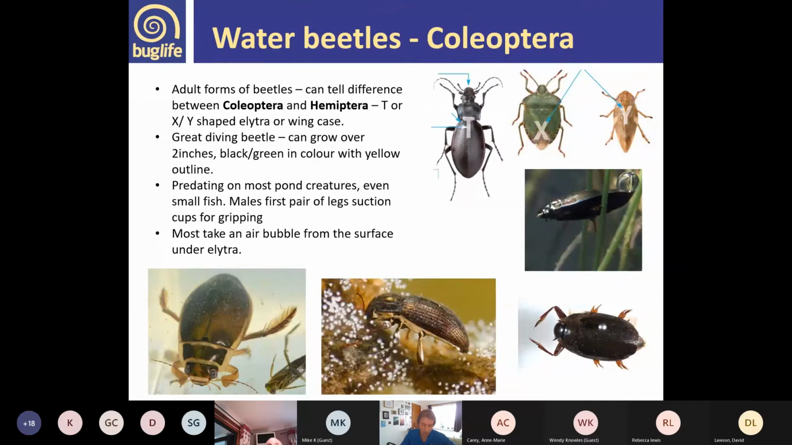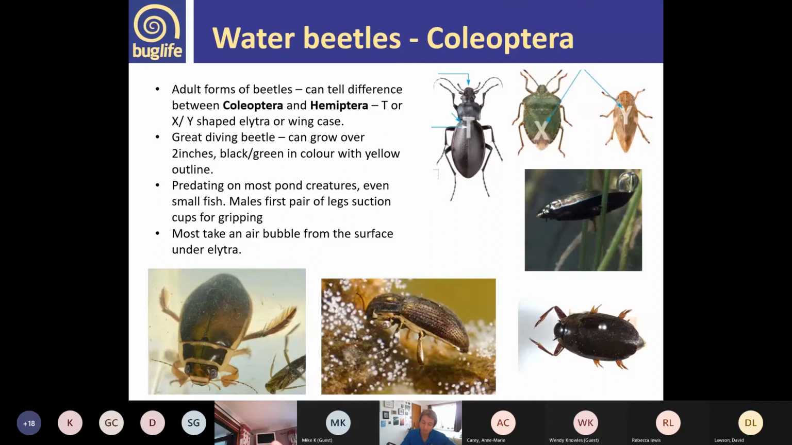Many water beetles will take a bubble of air below the surface, which they will use to breathe from while they're underwater, and also as a buoyancy aid. So effectively, they're using a bubble of air in the same way that humans might use scuba diving equipment to remain under the water for longer.